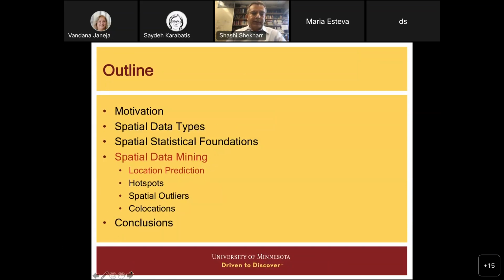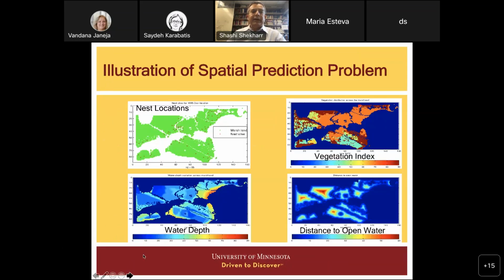Okay. So I will certainly build on things like regression, because many of us are very familiar with that. Okay. So let's talk about the regression kind of problem. Here, back to the spatial prediction, we are trying to predict where these nests are. And there are other spatial variables, which are explanatory variables.